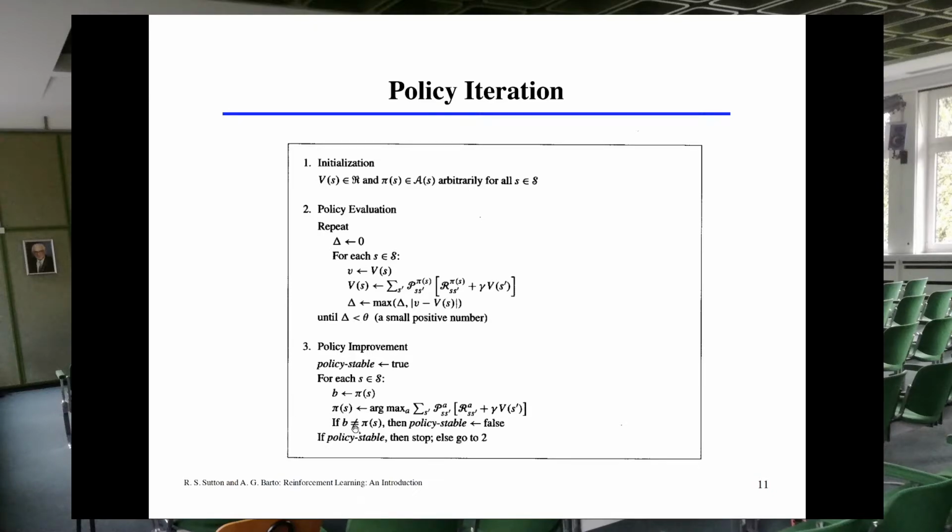If there are changes, it is unstable yet, you need to go back to policy evaluation, update the value function, and go to policy improvement. If you check that now there was no change in the policy, then the policy is stable, and then you stop. So this is the second algorithm. This is called policy iteration. The first one is called iterative policy evaluation.